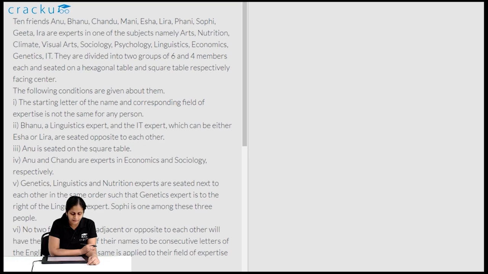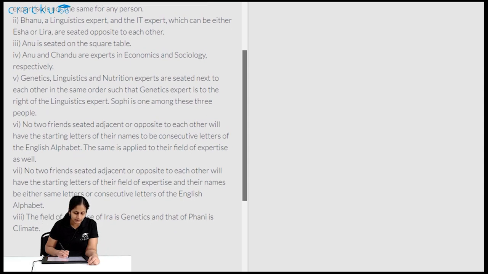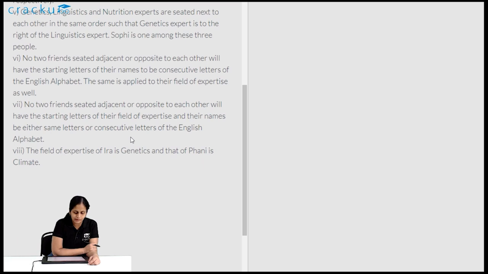The starting letter of the name and corresponding field of expertise is not the same for any person. Bhanu, a linguistic expert, and the IT expert, which can be either Isha or Leera, are seated opposite to each other. Anu is seated on the square table. Anu and Chandu are experts in economics and sociology respectively. Genetics, linguistics and nutrition experts are seated next to each other in the same order, such that the genetics expert is to the right of the linguistic expert, and Sophie is one among these three people.